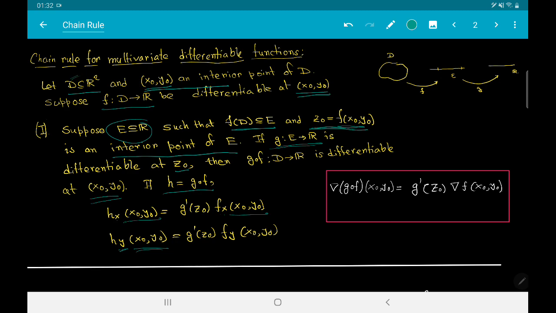So we can write this in a very nice way. All the expressions are captured in this compact expression. It says that the gradient of g composite f, which is the total derivative of g composite f at the point (x0, y0), is given by g prime of z0, which is a constant, a scalar, times the gradient of f at the point (x0, y0).